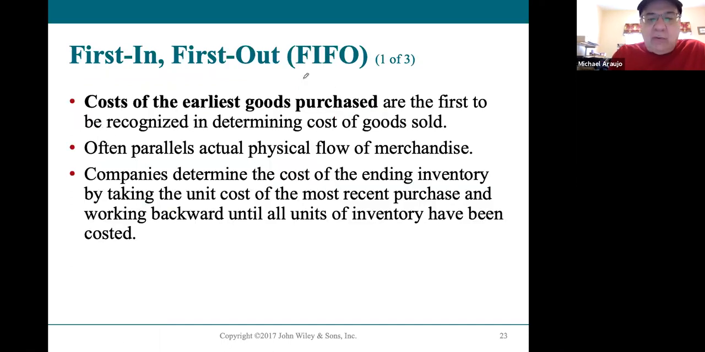So first in, first out means that the first ones on the list of inventory are the first ones we sell to the customer. Thus, first in, first out. In other words, the earliest goods on the list are the first ones we cost out. That's cost of goods sold.